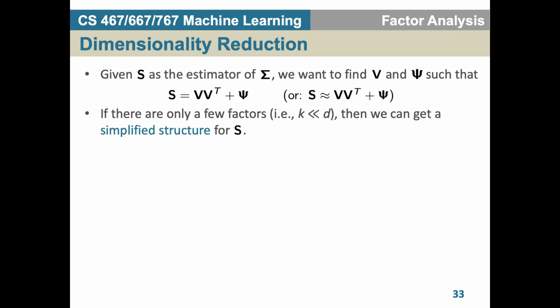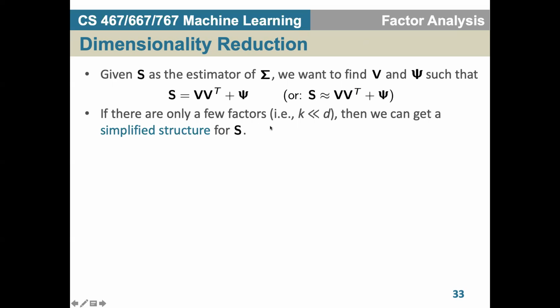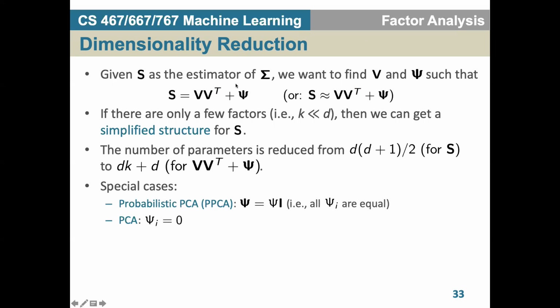So if there are only a few factors, then we can get a simplified structure. The ultimate goal is you don't want Z1 to ZD, you want Z1 to ZK. If you realize there are only K factors, then your S is actually simplified, so you don't really need all those data to compute. The number of parameters will be reduced from, originally, a D by D matrix, but it's symmetric, so you only need the upper or lower triangle along with the diagonal. You will have so many parameters. Now you only need these numbers.